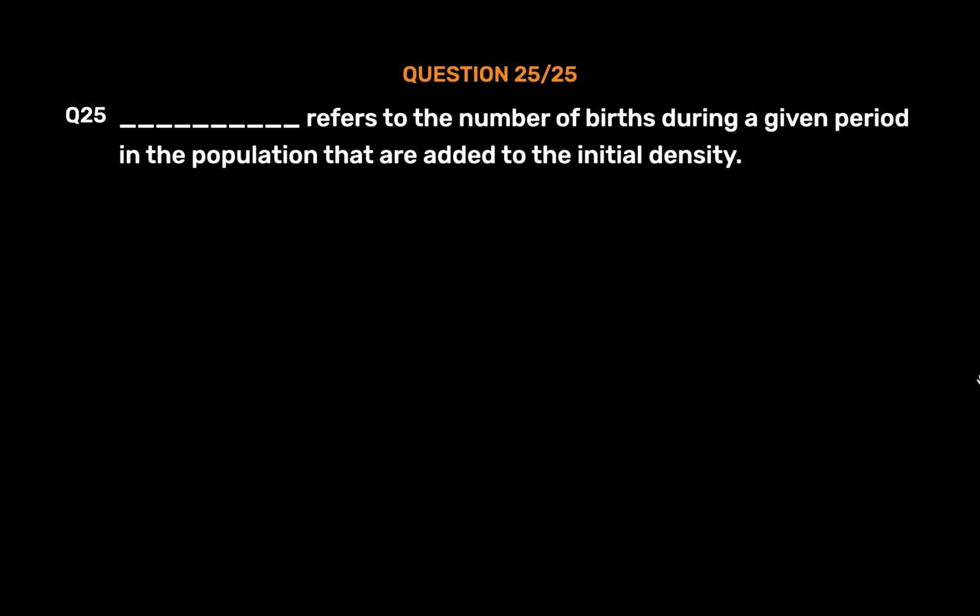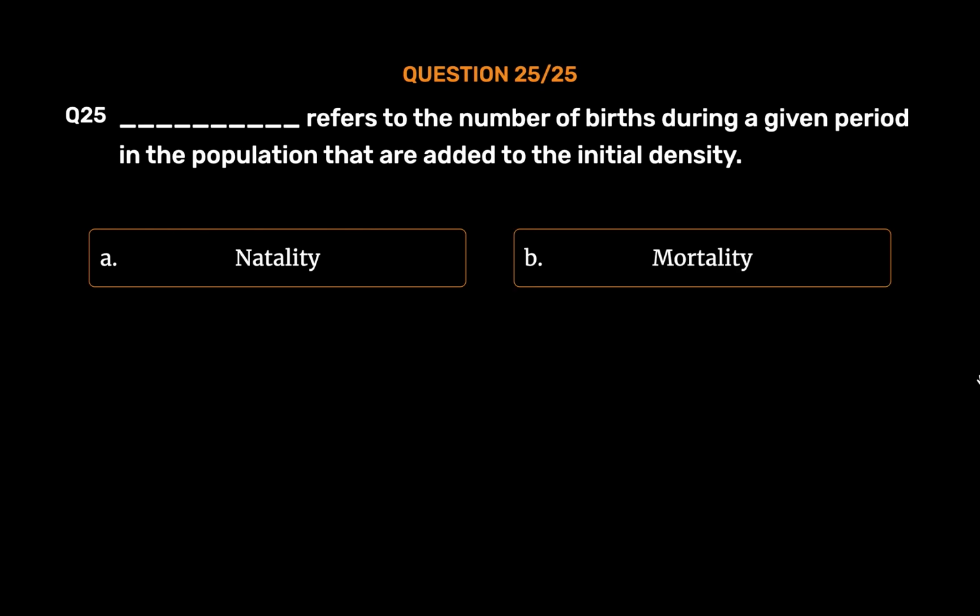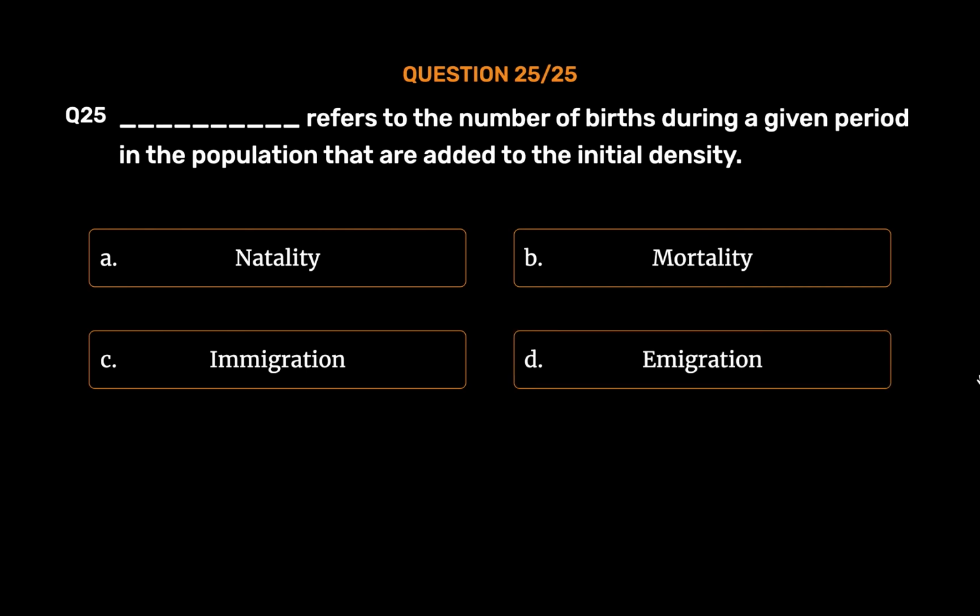Question number 25. Underscore refers to the number of births during a given period in the population that are added to the initial density. Option A. Natality. Option B. Mortality. Option C. Immigration. Option D. Emigration. The correct answer is Option A.